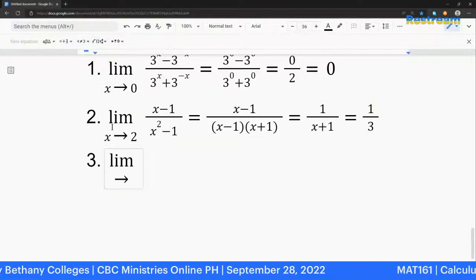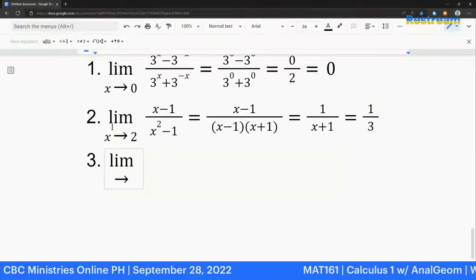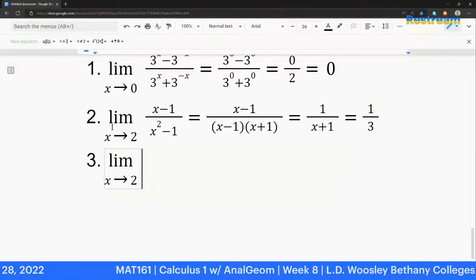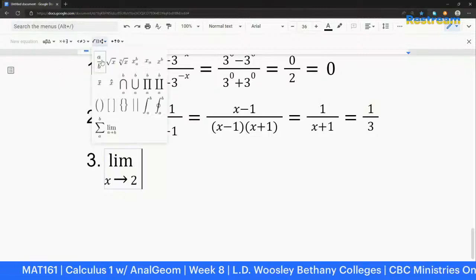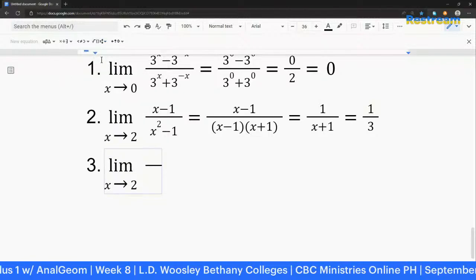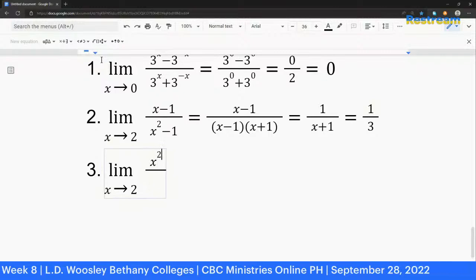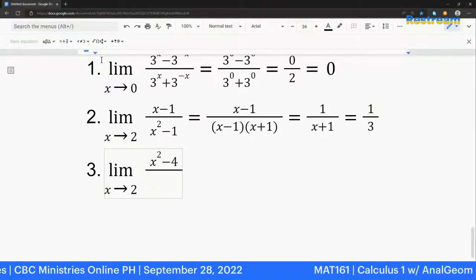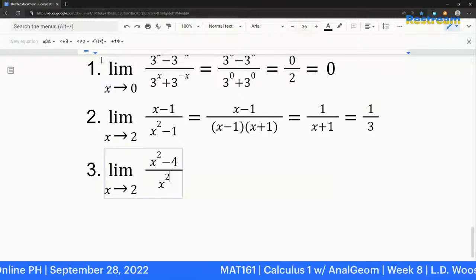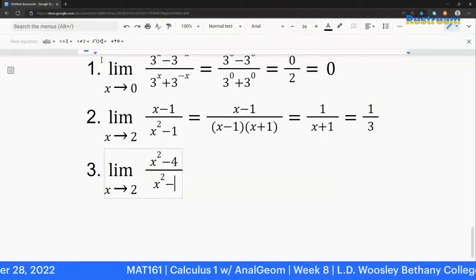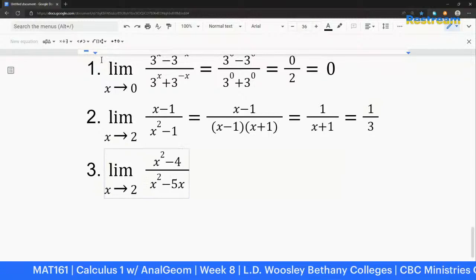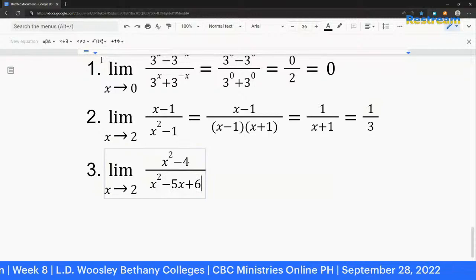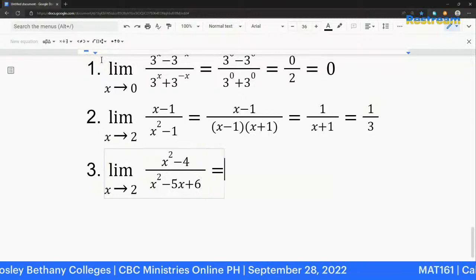All right, so for Nora, x to 2 rin. Then you have fraction also. So you have x squared minus 4 all over x squared minus 5x plus 6. Okay, that's for you, Nora. What we gonna do here?